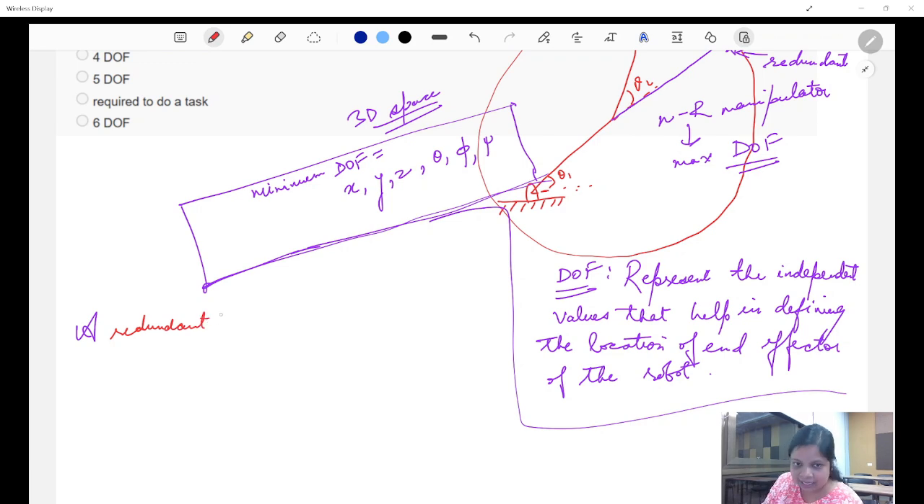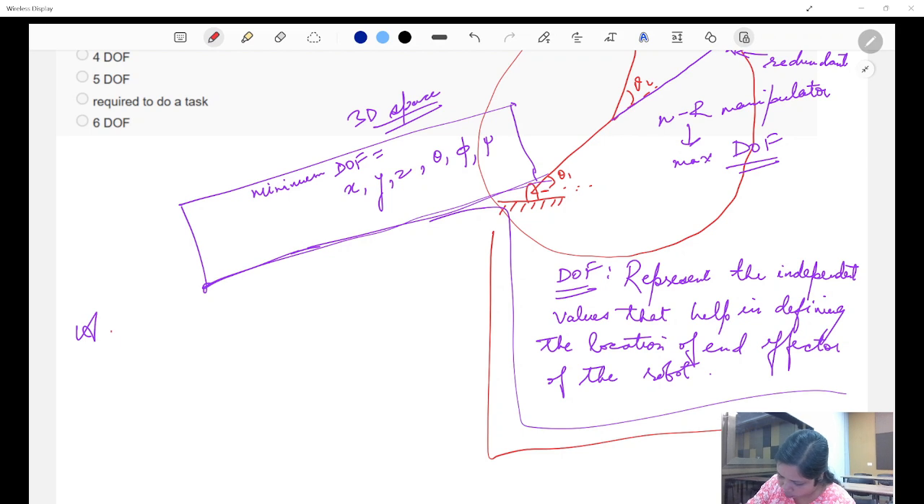I'll ask you today to make notes of whatever I'm teaching. It will help you. So keep making notes, because all of the questions today are conceptual.